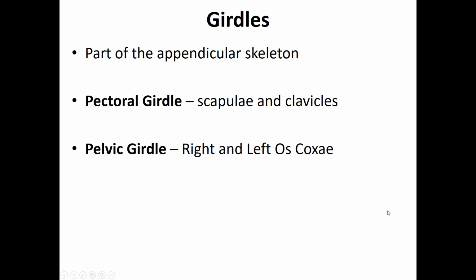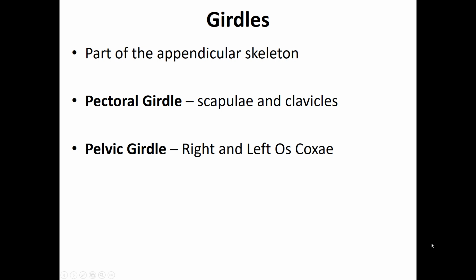To begin with, girdles themselves, because they're part of the appendicular skeleton, need to be classified by the kind of bones that make them up. The pectoral girdle is formed by the scapulae and the clavicles, while the pelvic girdle is comprised of both the right and the left os coxa. These are considered parts of the appendicular skeleton because they're responsible for anchoring the upper limbs or the lower limbs to the axial skeleton.